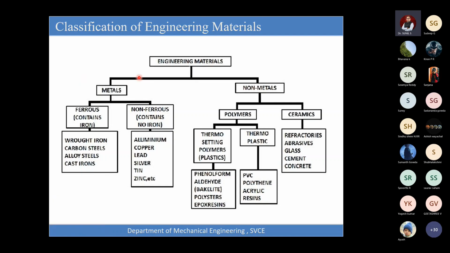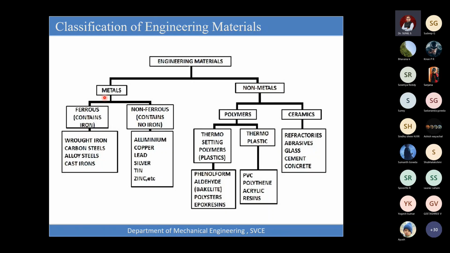Engineering materials are classified into two types broadly. First one we call metals. The second one we call non-metals. Metals are further classified into ferrous and non-ferrous. Ferrous are ones which contain some composition of iron, for example, wrought iron, carbon steels, alloy steels, cast iron, etc. Non-ferrous are those which do not contain iron, like aluminium, copper, lead, gold, silver, tin, etc.